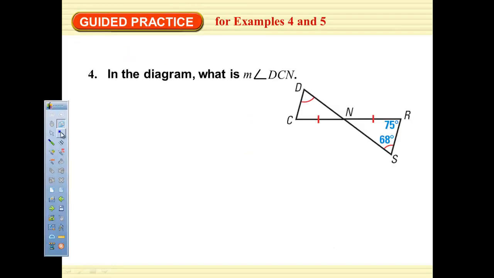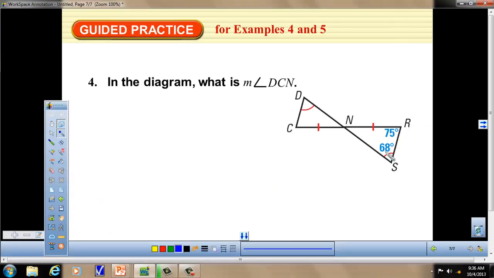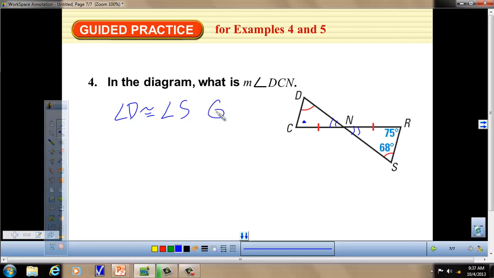Alright, so we want to know in this problem what is the measure of angle DCN. DCN is this angle right here. Well, we know that these two angles are congruent right here. So we know angle D is congruent to angle S, and that's because it's given. We know that angle DNC is congruent to angle RNS because vertical angles are congruent.